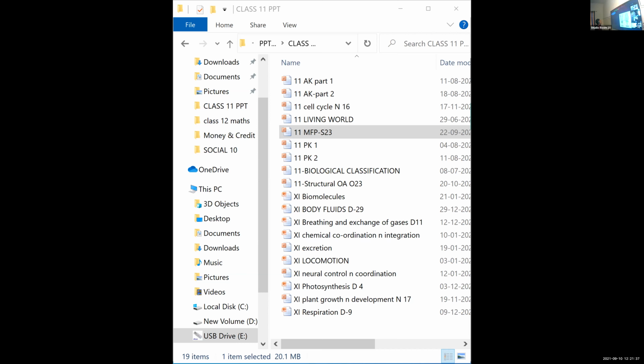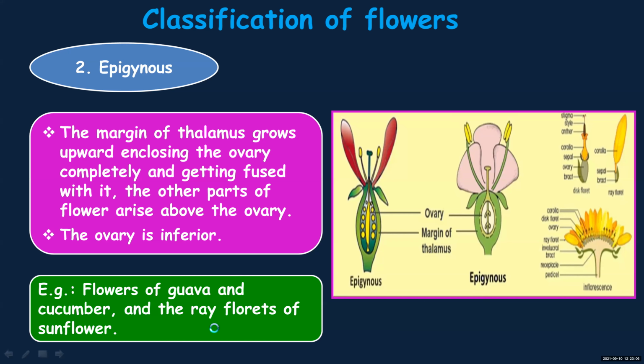So we were discussing hypogynous and epigynous flowers. In epigynous flowers, the margin of the thalamus grows upwards, enclosing the ovary, and it gets fused with the ovary. All the other parts, stamen, petals, sepals, will be above the level of the ovary. The ovary is inferior here. The flowers of guava, cucumber, and sunflower are examples of epigynous flowers.